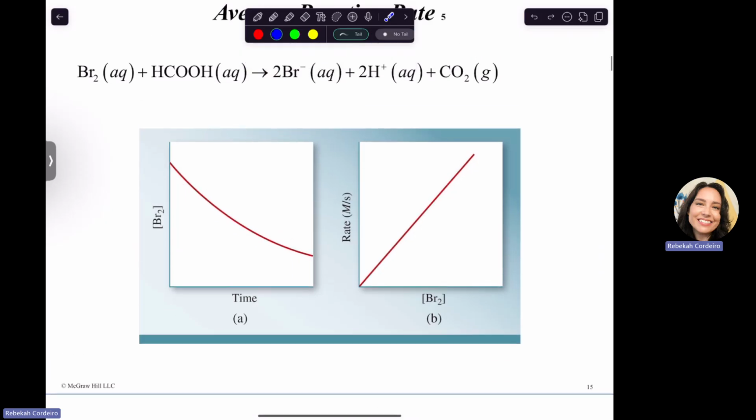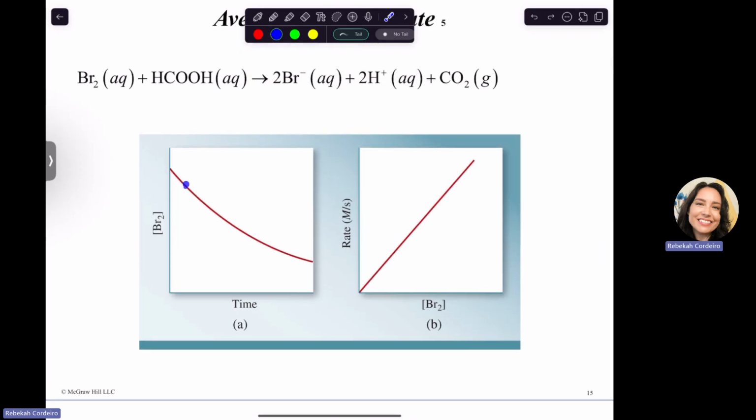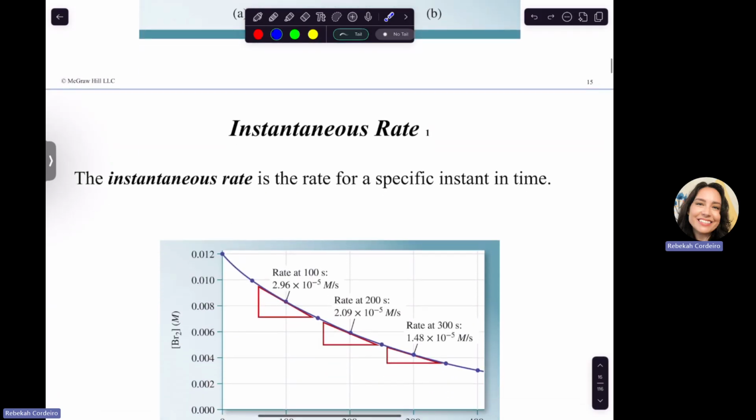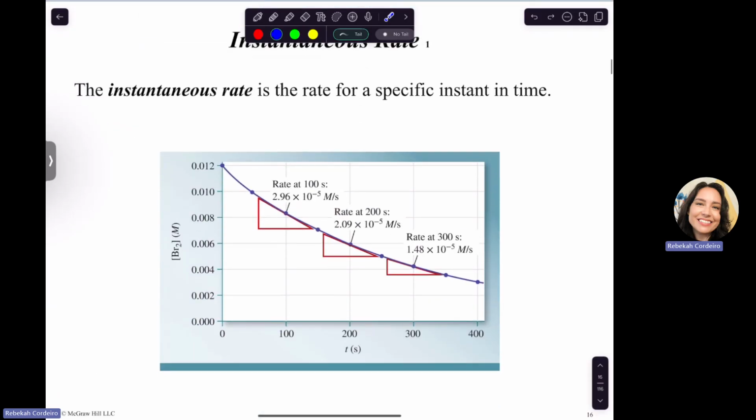So we need to sometimes talk about not just average rate between 2 points, because between 2 points is not going to be perfect, but instantaneous rate. The instantaneous rate is the rate for a specific instance in time. So what is the rate at this point in time? Essentially, we want to have 2 points that are closer together and measure the slope. This may be familiar to you if you were in calculus. Essentially, we're just taking the derivative at that certain point. So we just want the slope of that exact point right there.